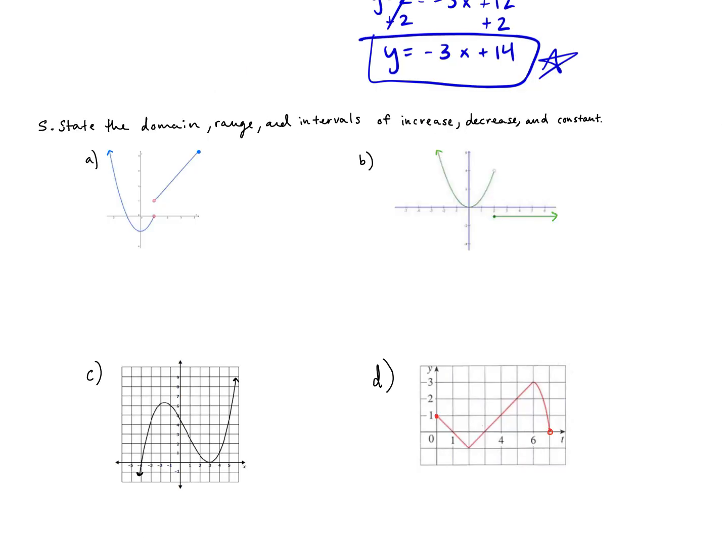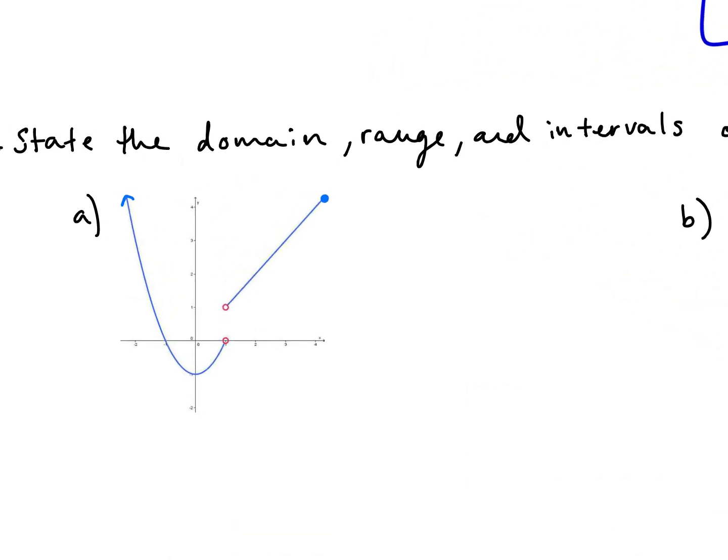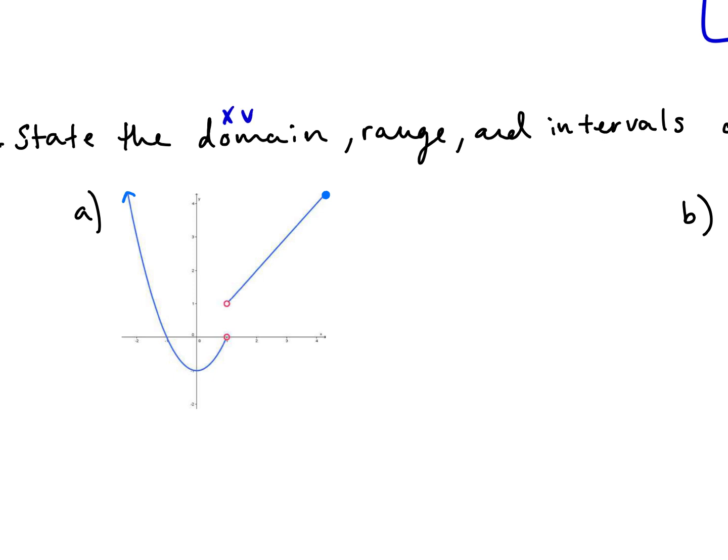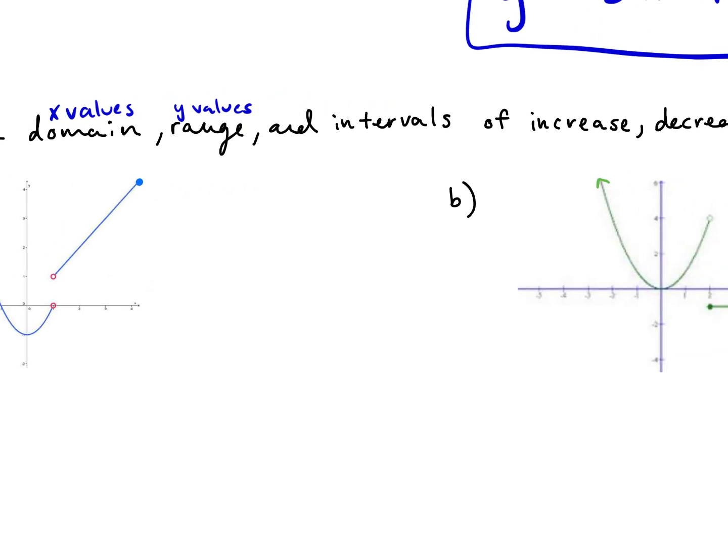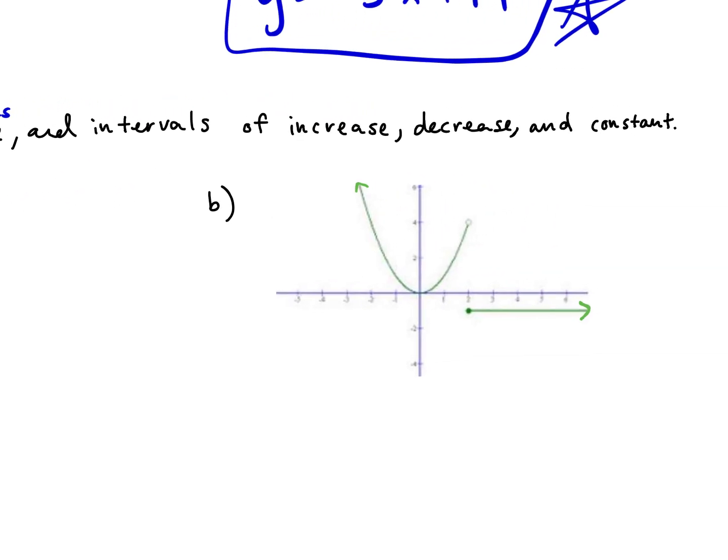Right, on the next page, the next question, let's do A. We want to find the domain, range, and intervals of increasing, decreasing, and constant. So our domain talks about the x values. The range talks about the y values of our graph. And then intervals of increasing, decreasing, and constant always have to be 2 things. We'll always look at the x's. And it is always parentheses.